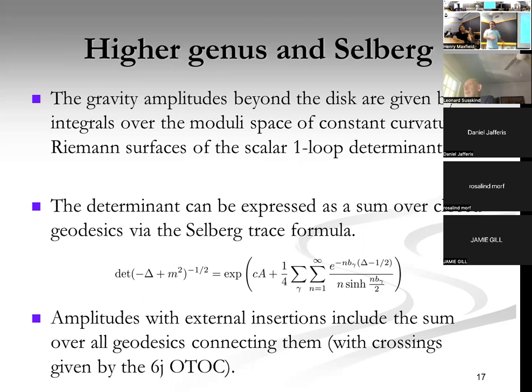I don't want to go into too many details on that, especially given that the time is pretty much up. But I just want to explain this. Is that your question? Right. So what does the higher genus story look like?